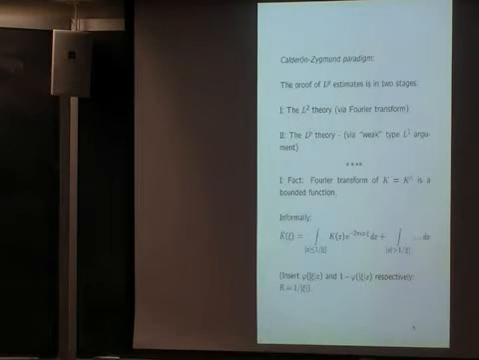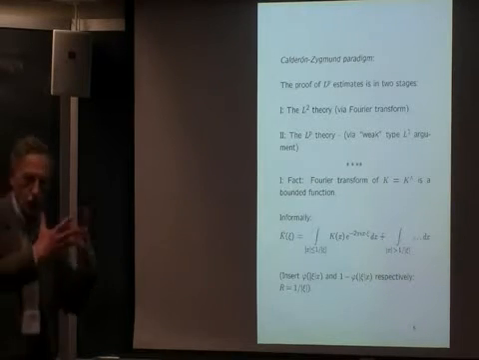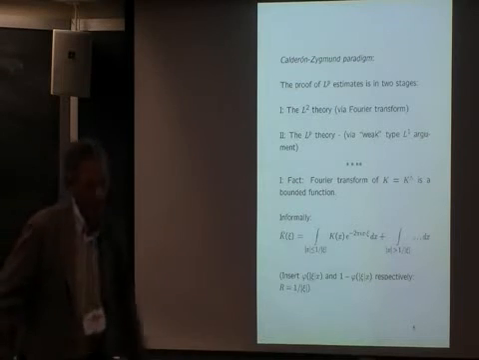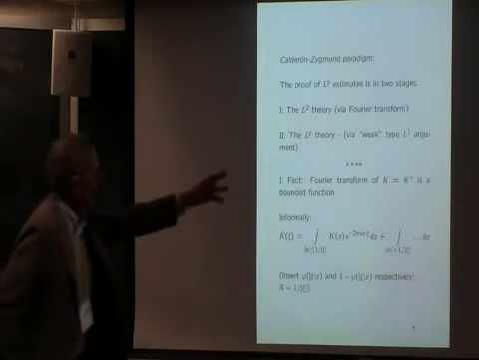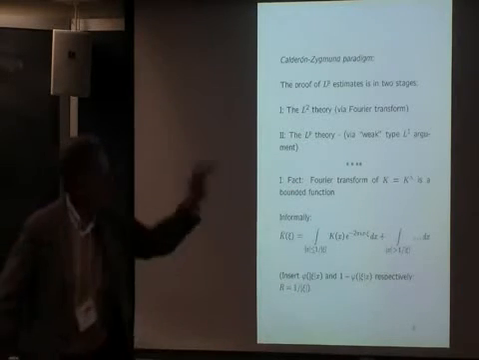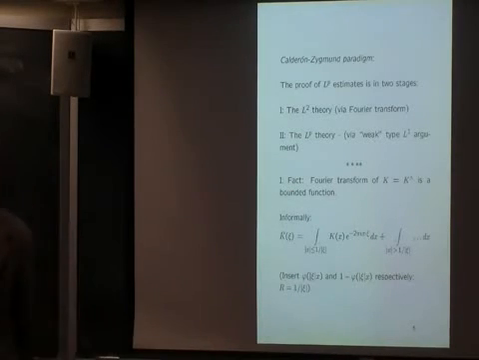Now, very quickly, let me mention the Calderon-Zygmund paradigm for proving L^p estimates, and it goes in two stages. First, one does the L2 theory, and then one does the L^p theory via a weak L1 argument.